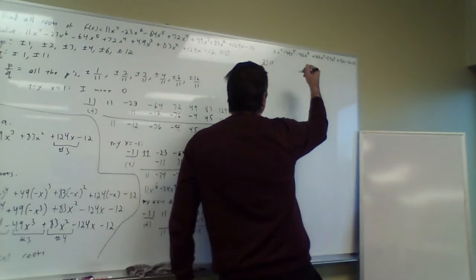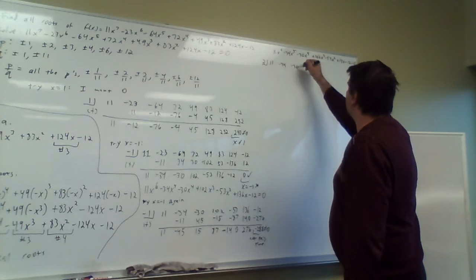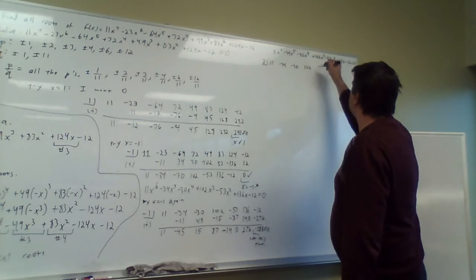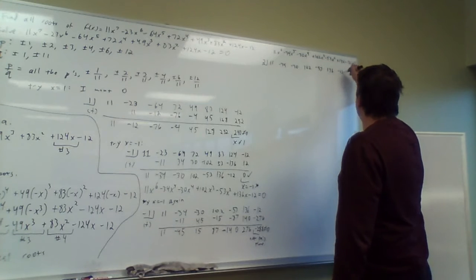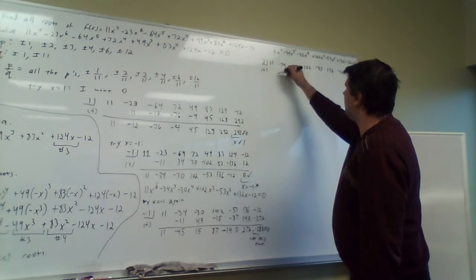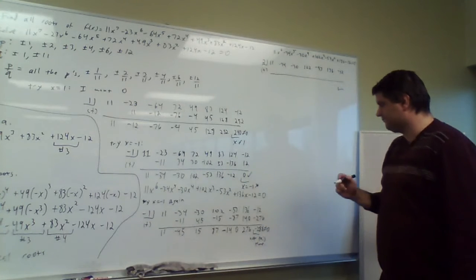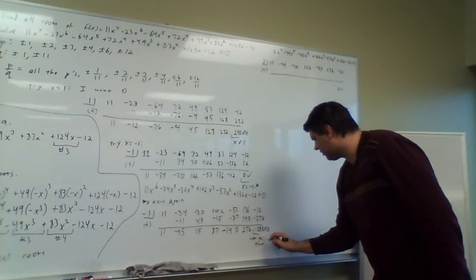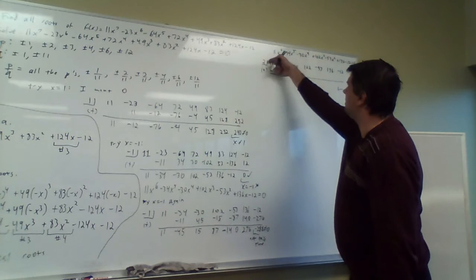So 11, negative 34, negative 30, 102, negative 53, 136, and negative 12. I'm looking for 0. So that's not this time. Okay. All right, so we'll bring down this. So this is 11.